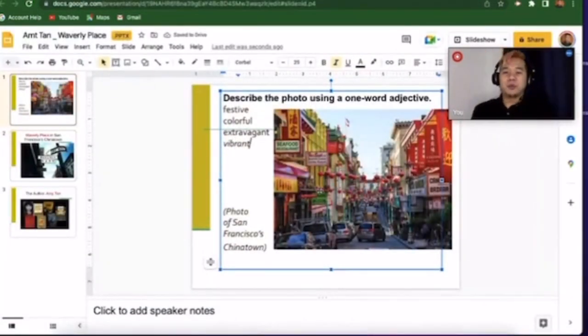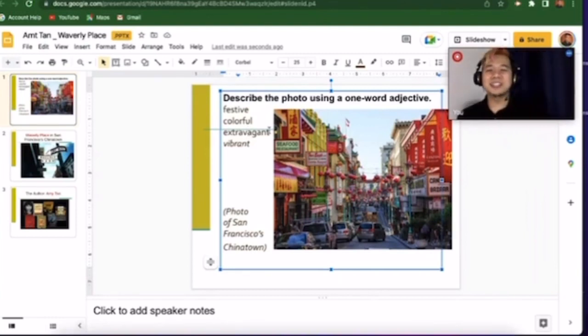Now, we got these words: festive, colorful, extravagant, vibrant. We can say that all four of them are actually synonyms, right? So they have synonymous meaning. But what I want to highlight for our lesson today is, let's see the second and the third word. So we got the words colorful and extravagant. Yes, it's true. It's very colorful right there. And it's true also that it's extravagant. But I want you to associate this word with your emotion. Which one gives you more positive effect? Saying it's colorful or saying it's extravagant?